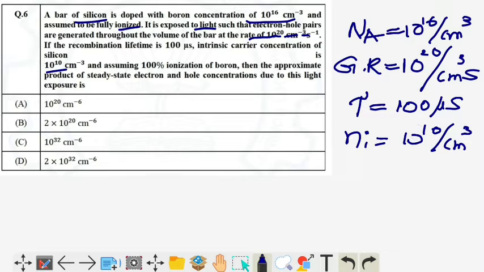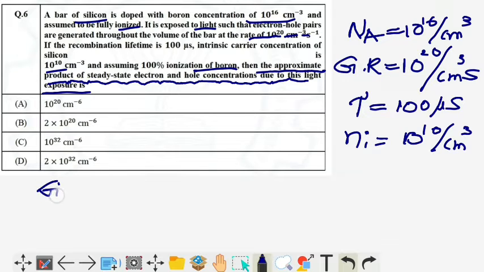So what is it asking actually? It is asking, with 100% ionization of boron, the approximate product of steady state electron and hole concentration due to the light exposure. It is asking for the steady state product of the electron and hole concentration due to this light exposure. So let's try to find out with the given information.